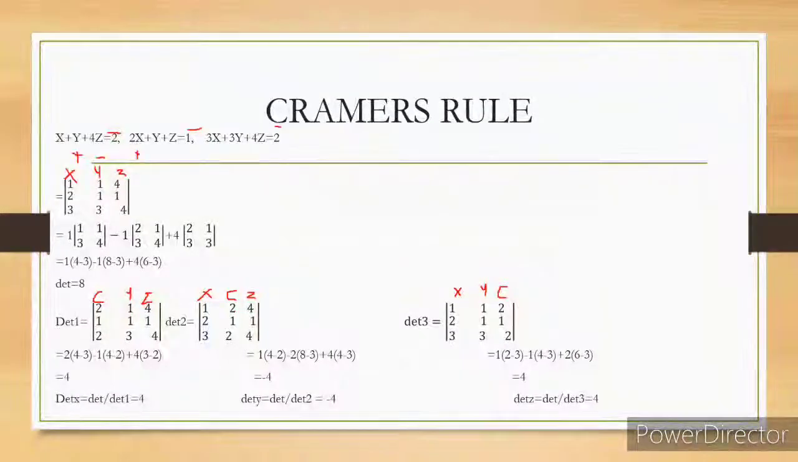Then for finding x, you have to divide delta 1 by delta. Okay, that is 8 by 4. Then for y, you have to divide delta 2 by delta, and for z you have to take delta 3 by delta. Okay, so you have to divide these. Delta is common for everything, but you have to take delta 1 if you want to find x, delta 2 for y, and delta 3 for z. That's all.